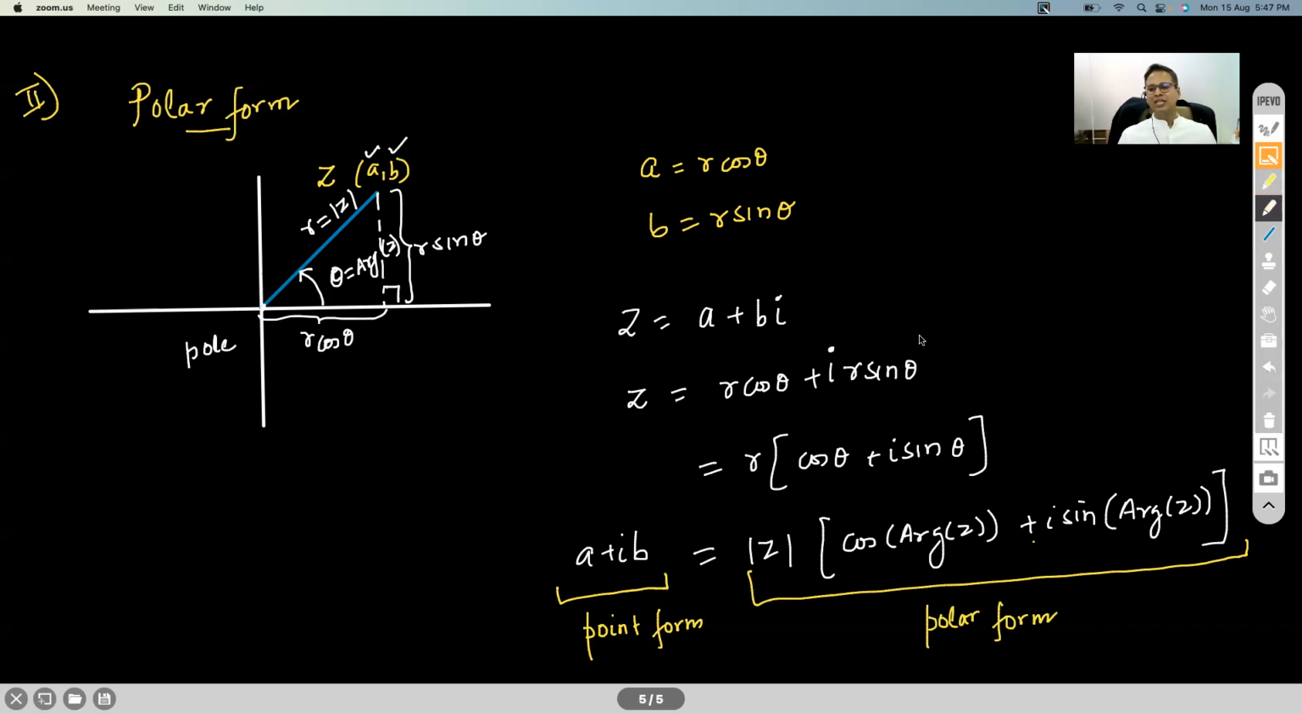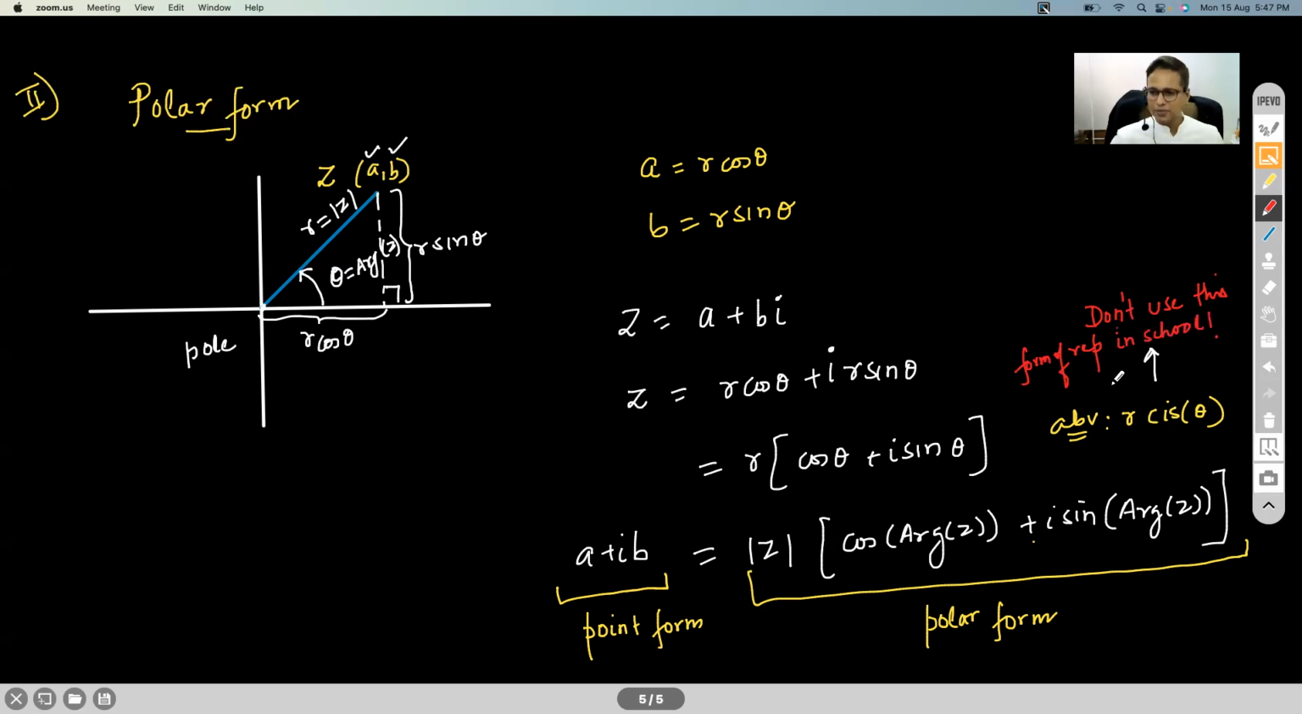Is this fine? Many people call this in short form, or this is also abbreviated as R cis theta. But I'm writing it here in red, not to be used in school. Don't use this representation or this form of representation. Okay. Don't write R cis theta in school.